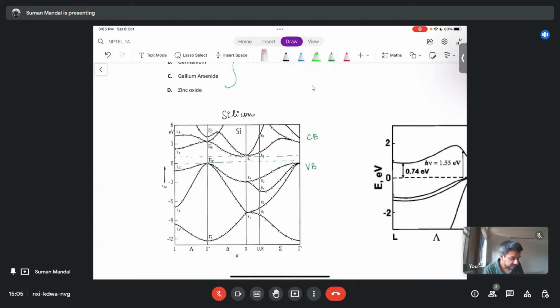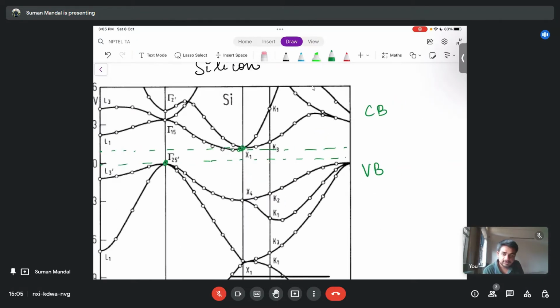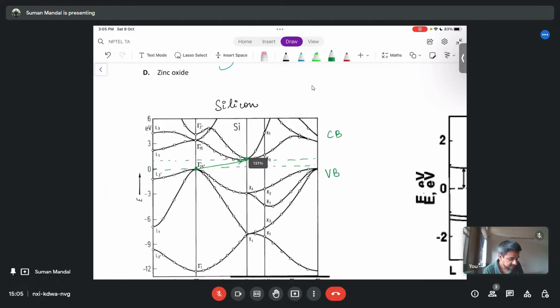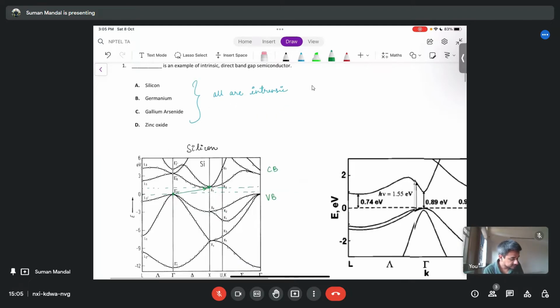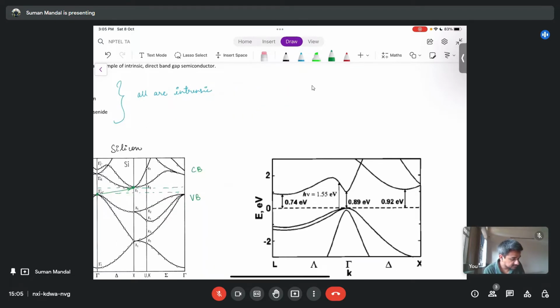In the case of silicon, the valence band maximum and the conduction band minimum are at different locations, so it's an indirect band gap semiconductor. Silicon is indirect. Next is germanium.